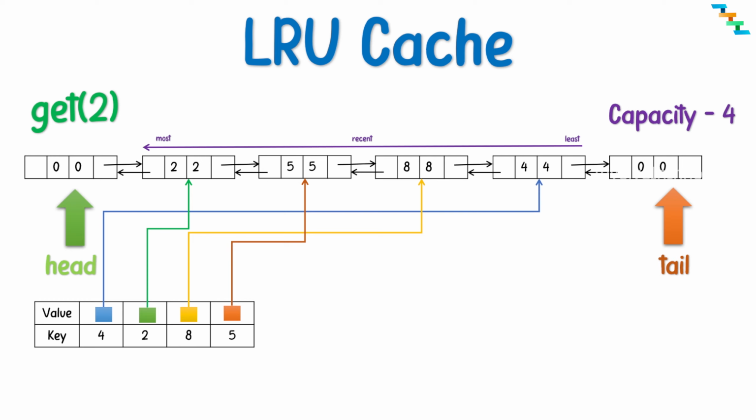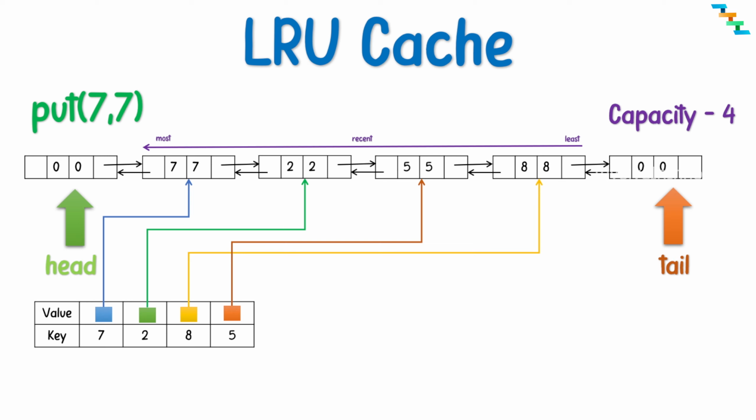Now we will add the entry with key as 7 and value as 7 to the cache. The cache reached its full capacity, so we need to evict a node before adding this node 7. Remove the tail's previous node. Then add this node 7 to the next of the head node and add the key 7 and this node to the hash map.